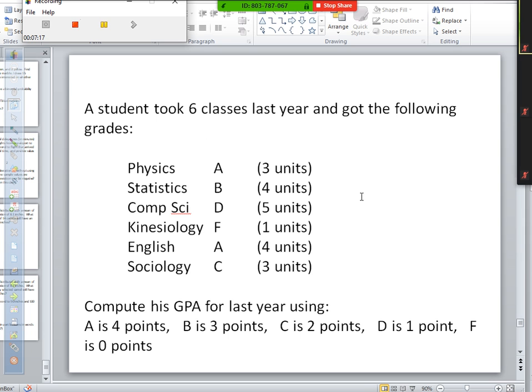So this is a weighted mean problem because some are worth more. Here's an A. This D is worth more than the F because the D is worth 5 units and the F is only worth 1 unit. So they're weighted differently. This D has more weight than the F has. So this is a weighted mean. We'll do that one later on.